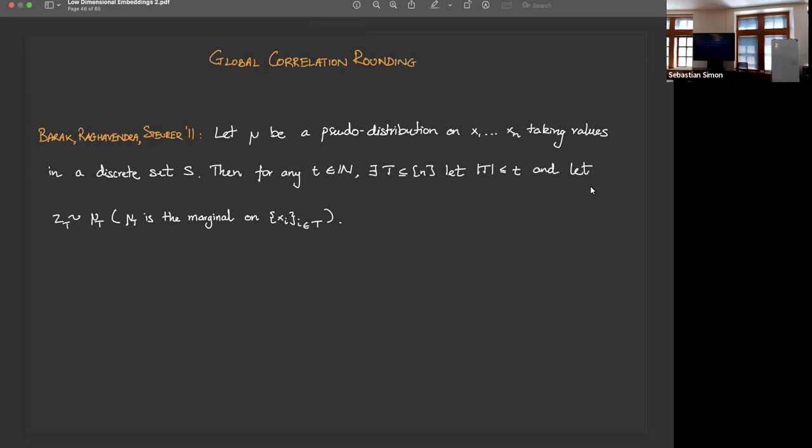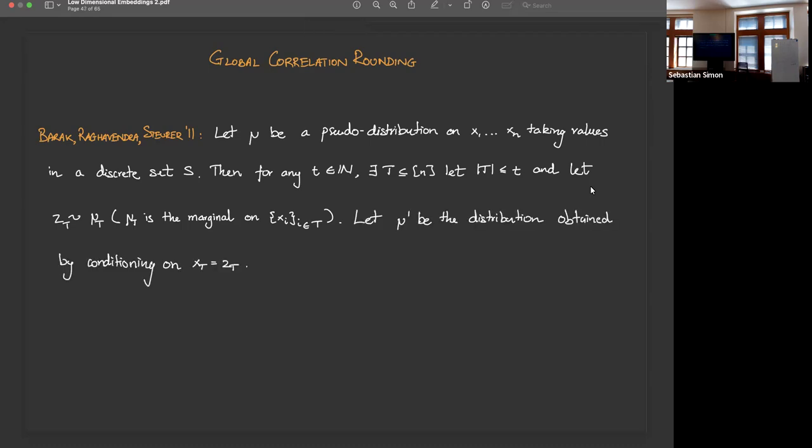Here's the math. Okay, so here comes the distribution. Let me assume a distribution over x1 to xn, and these x1 to xn take values in a discrete set S. Then if I condition on a subset of size T, where capital T is a subset of size T, I'm drawing the values that I condition on from the distribution.